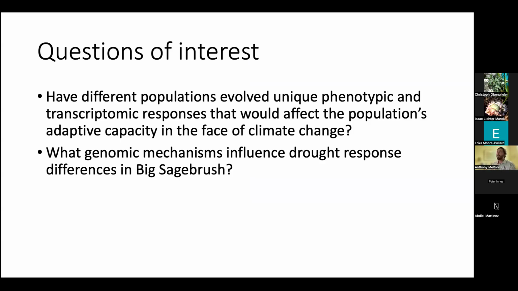Okay, so for the projects that I'm going to talk about, we had a few specific questions that we were interested in. One, we were interested in whether different populations of big sagebrush have evolved unique phenotypic and transcriptomic responses that would affect their ability to respond to climate change. And then, what type of genomic mechanisms may be influencing drought response within big sagebrush?